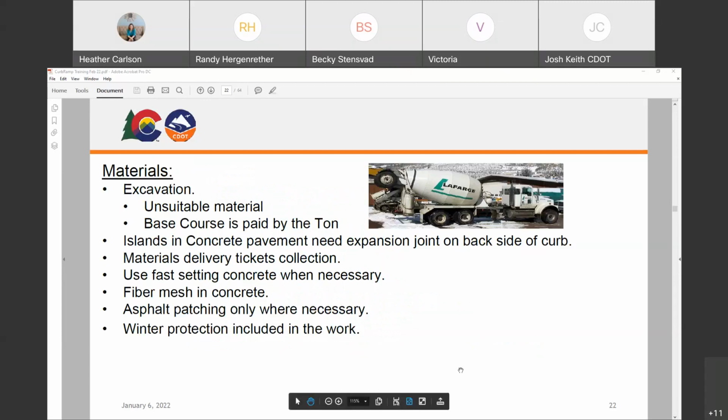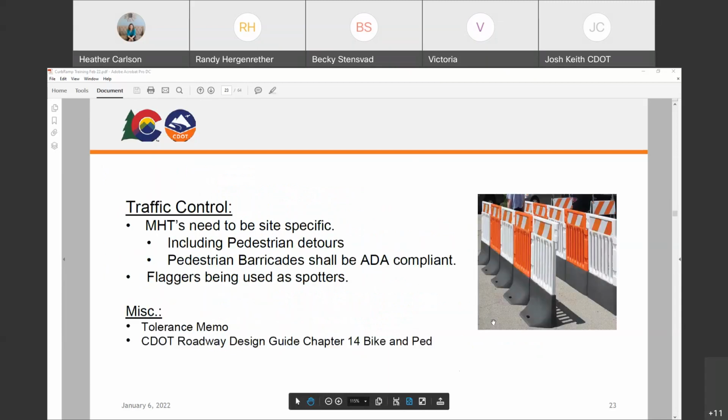I'm not going to linger here too much. This is just a few things we went through pretty quickly, and this is more for a CDOT job. We require MHT to be site specific, and more pedestrian detours. You need to provide a route through your construction, and as long as you have a plan in place, certain members of the crew can be spotters who help people through. That's something that can be done.